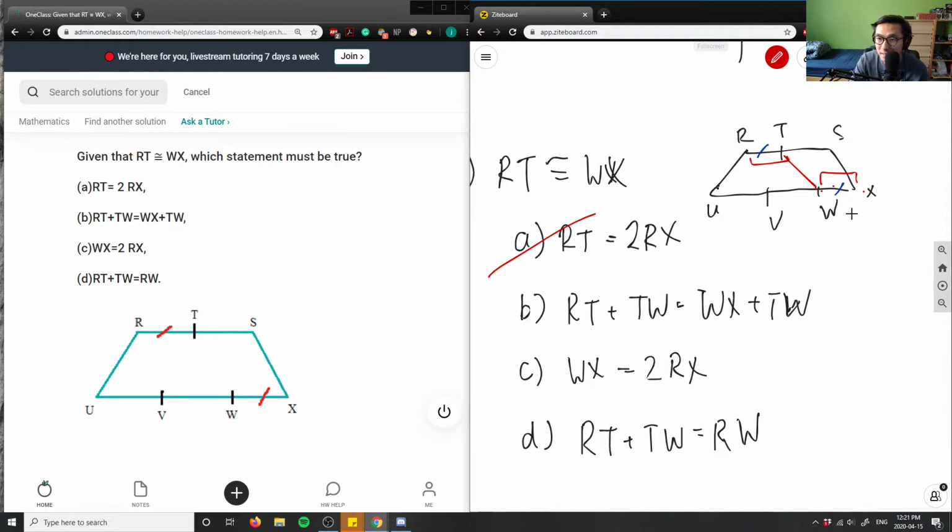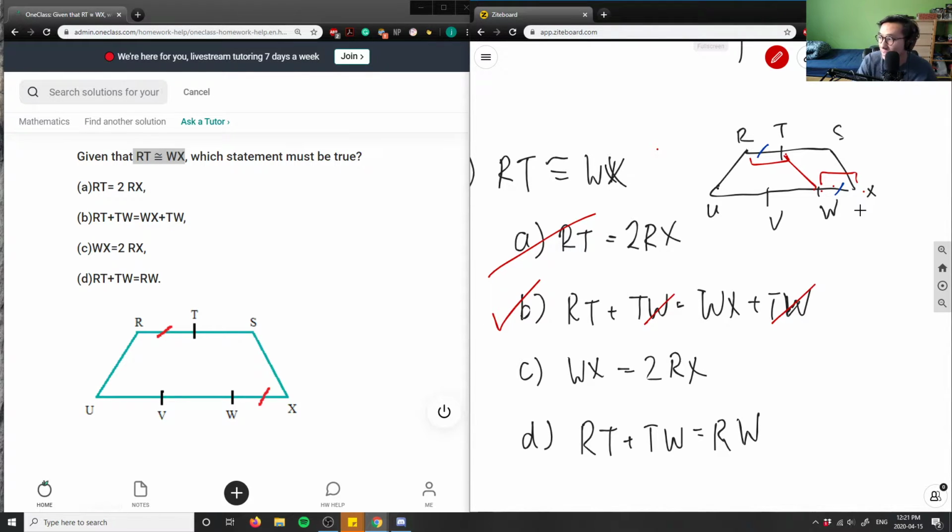Because I know that RT and WX are congruent with each other, and TW is the exact same from here to here, right? TW exists on both sides. So if you look at this algebraic equation, TW and TW are the same side, so you can cancel them out. RT equals WX, and we know RT is congruent to WX, which means this here is our correct answer. So B is our correct answer.